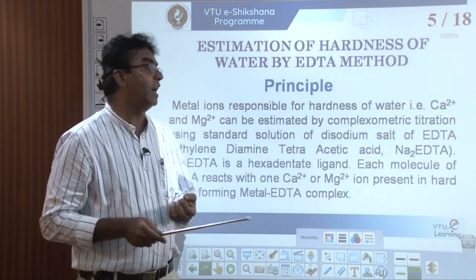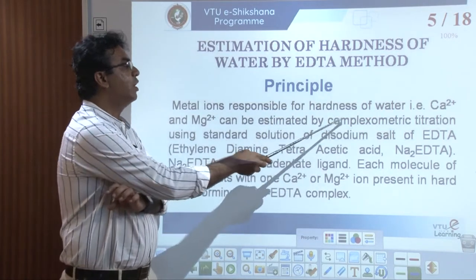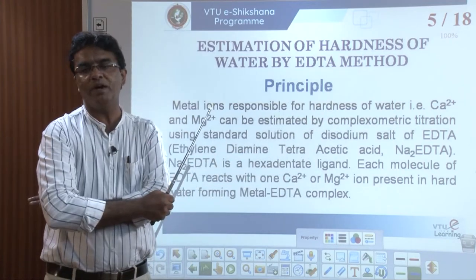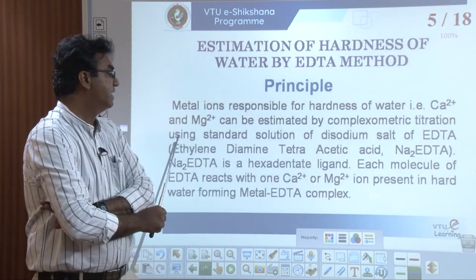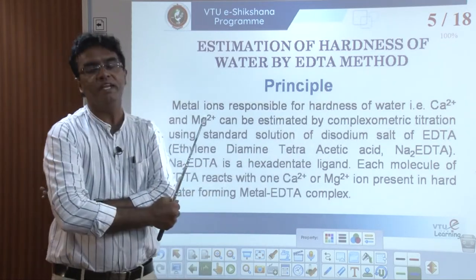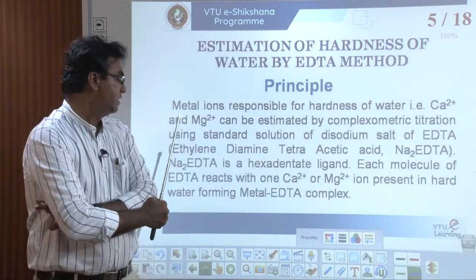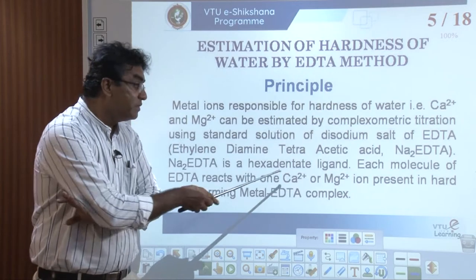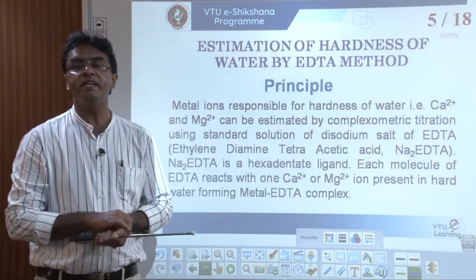So we find out the amount of calcium and magnesium present in the given water sample by complexometric titration. To carry out the complexometric titration, we use standard solution of disodium salt of EDTA. And this disodium salt of EDTA, or EDTA in general, is a hexadentate ligand.